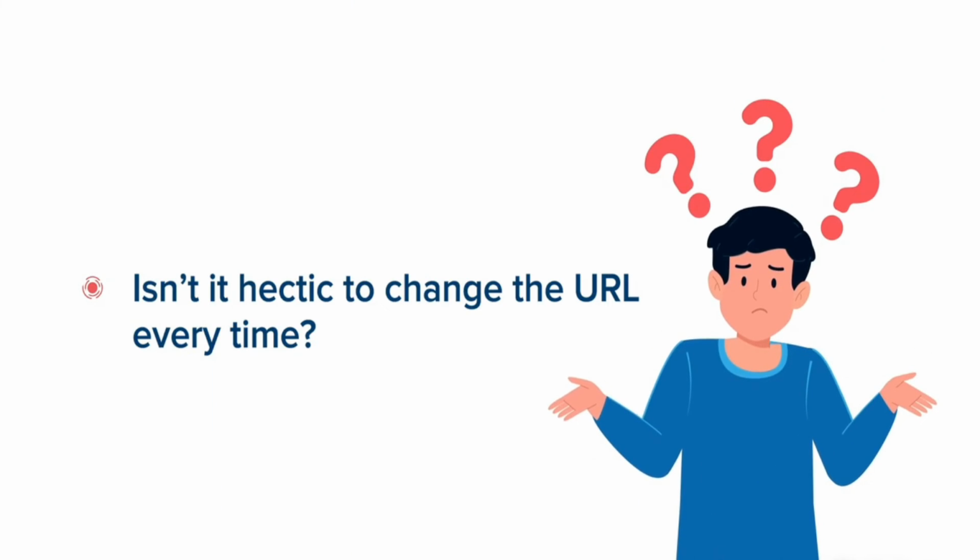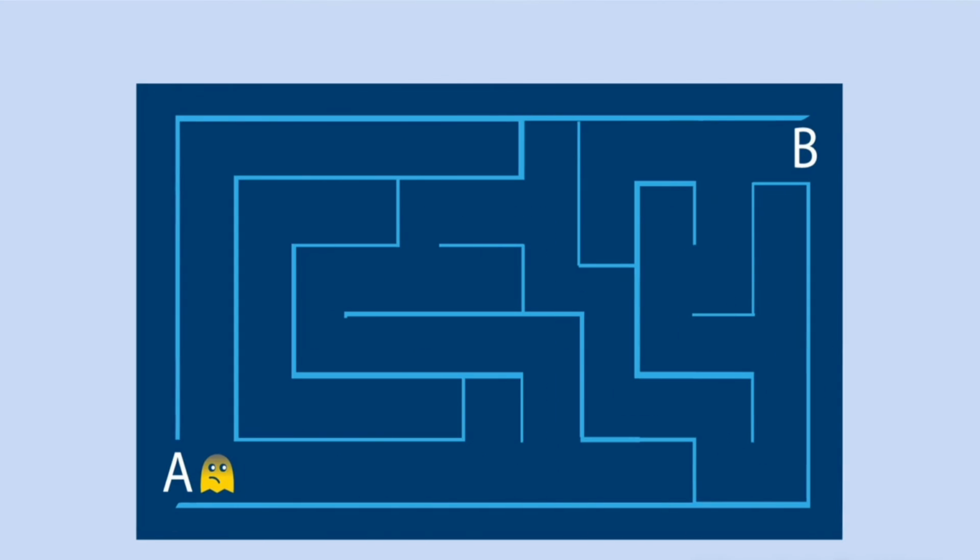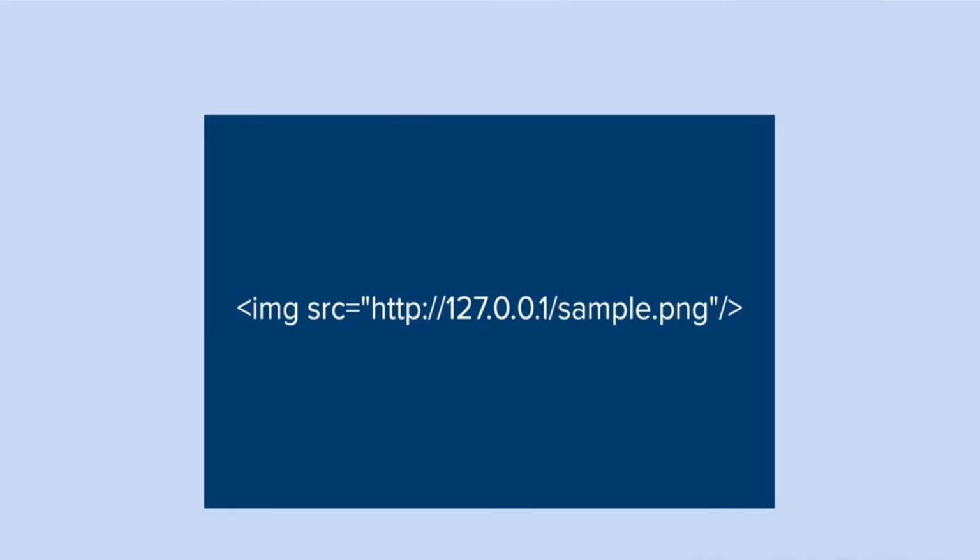Now, don't you think this is a hectic process, that you have to change the URL every time? But there is a way around. Let's simplify this with this image tag HTML code, which we have been using throughout this video. So when we work locally on our systems, we won't add the domain name in the URL. Instead, we just add the name of the image preceded by a / like this.